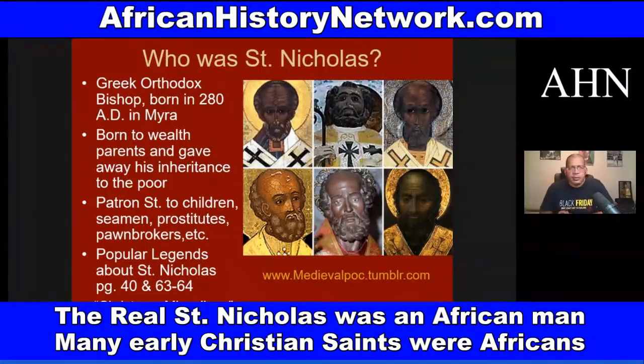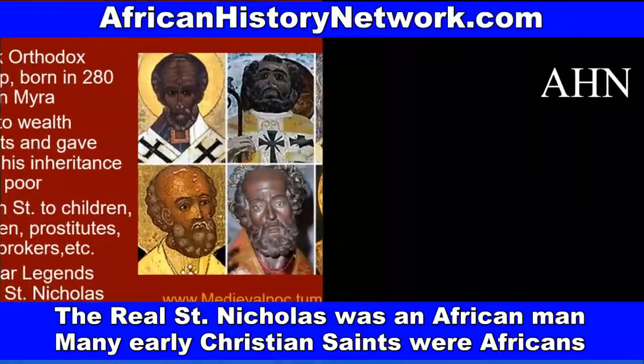So Saint Nicholas was a Greek Orthodox bishop born in Myra, present-day Turkey, about 280 AD, Common Era. Born to wealthy parents and gave away his inheritance to the poor. He was a patron saint to children, seamen, prostitutes, and pawnbrokers. He was said to watch over these groups of people. Okay, patron saint. And he was a patron saint to children, seamen, prostitutes, pawnbrokers.